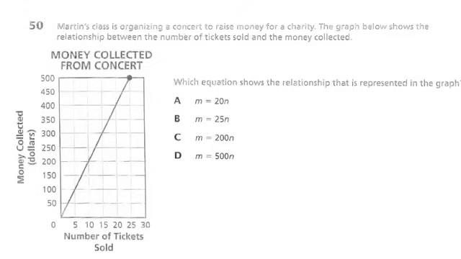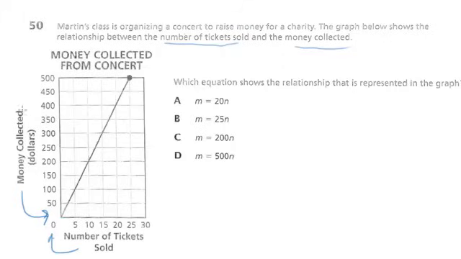Okay, number 50. So in 50, we know the class is organizing a concert to raise money for charity. The graph shows a relationship between the number of tickets sold and the money collected. And that kind of makes sense. If they sell 0, they're not going to collect any money. It's going to be 0 as well. So which equation shows a relationship that is represented by the graph?